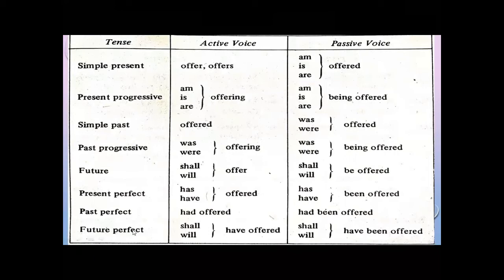Then future perfect tense. We use shall or will have with the third form of the verb, just like I will have offered. When we change into passive voice, will have been or shall have been will be the auxiliary verb of passive voice, just like I will have been offered.